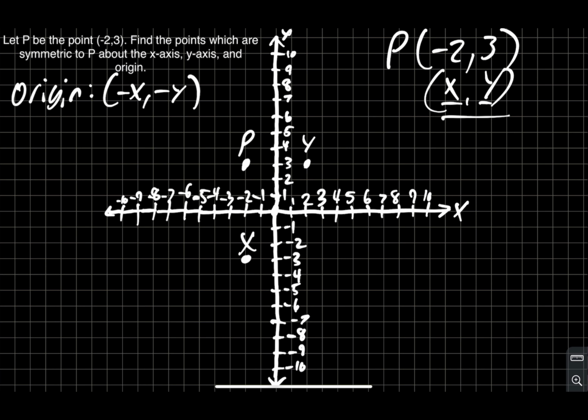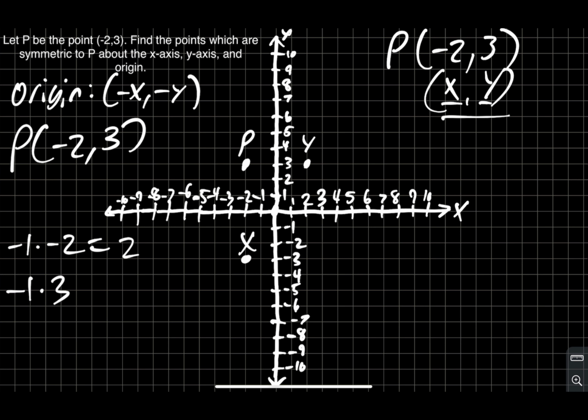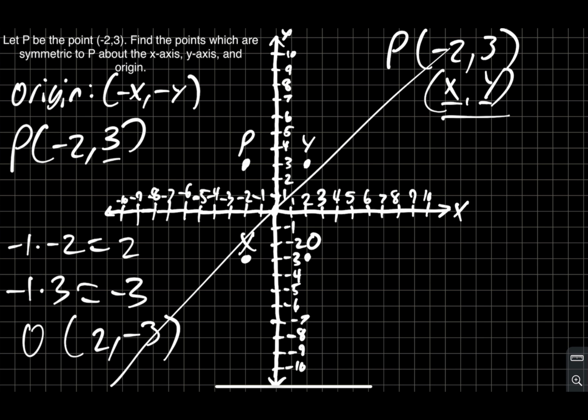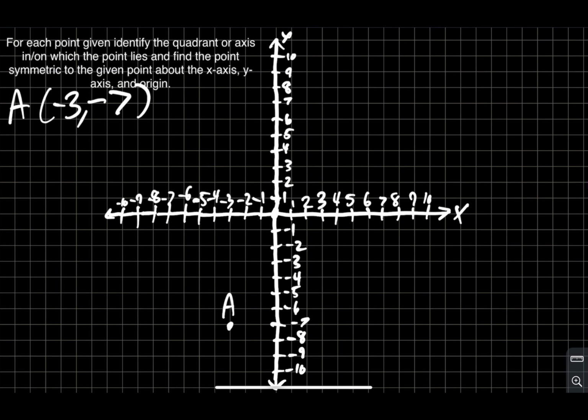Now, let's do the calculation. We have P, and it's negative 2, 3. We multiply negative 2 by negative 1, which gives us positive 2. And then we have negative 1 times positive 3, which is our y value, and that gives us negative 3. So our new point, which we're going to label O, is 2, negative 3. When we plot that point right here and label it point O, if you notice, it's symmetric about the origin. We can split the origin, and it is symmetric about the origin.